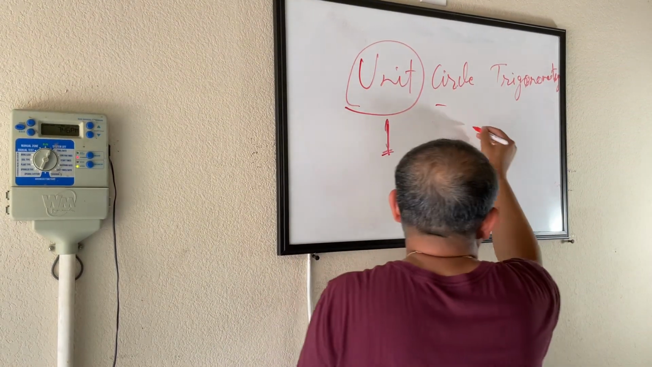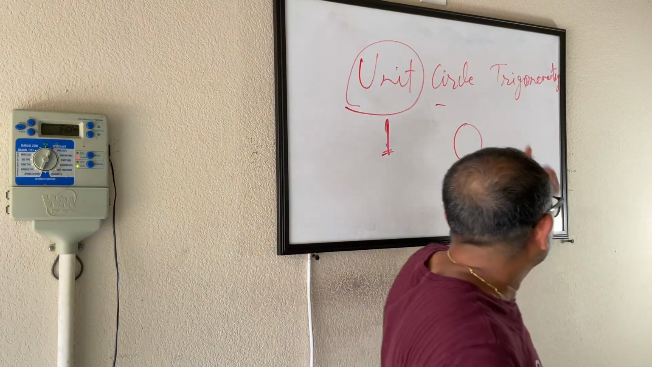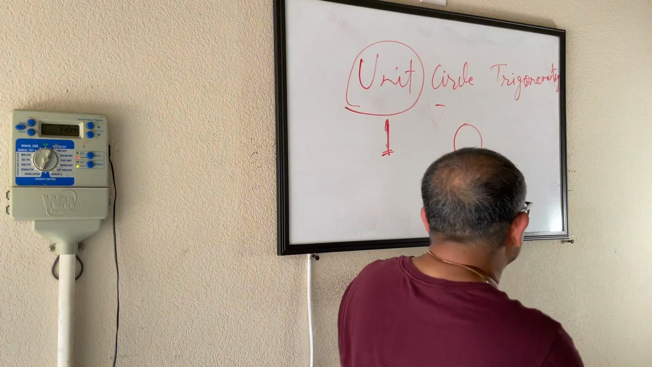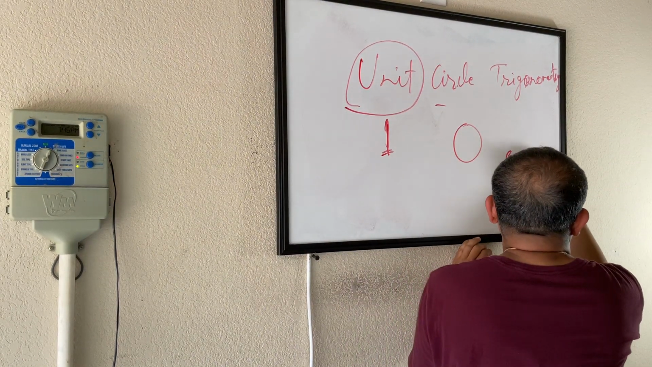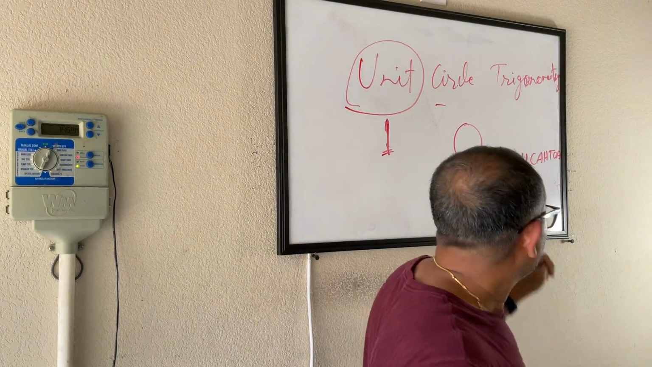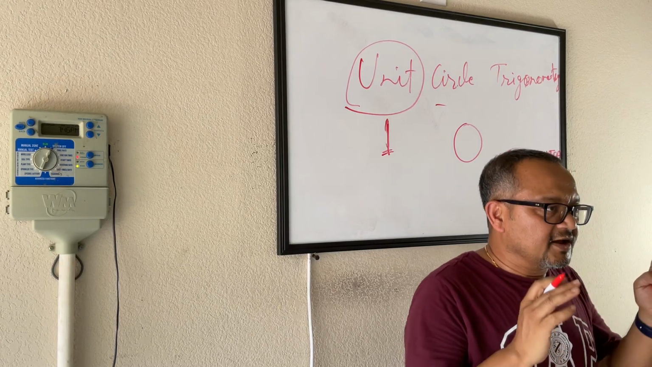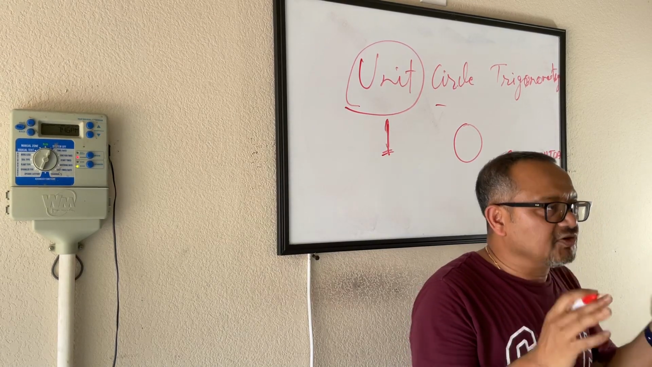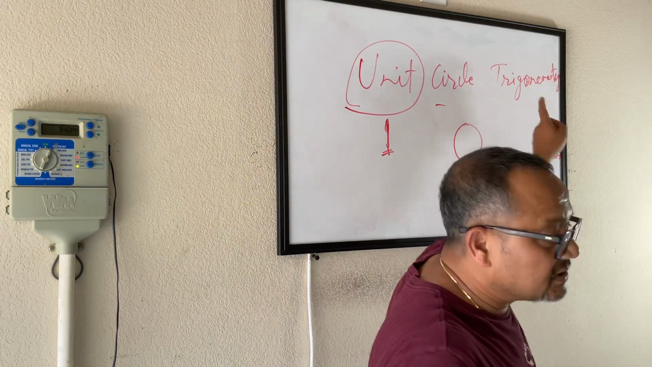Circle means face of your teacher. And trigonometry is something that we saw yesterday. Trigonometry is basically when you are dealing with a right angle triangle, how do you find the relationship between the sides and the angle? That is what is covered in trigonometry.